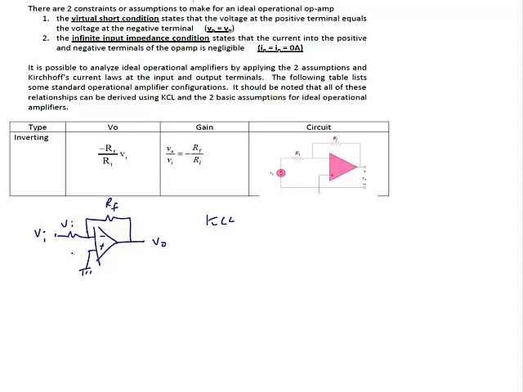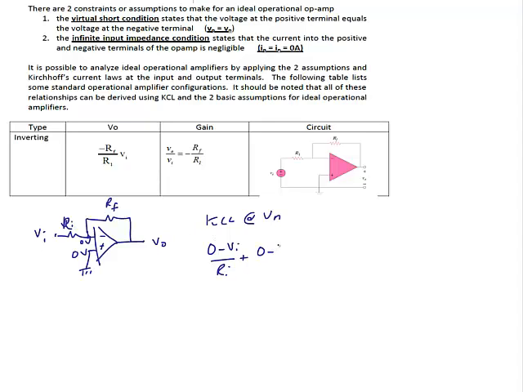First, we see that the positive terminal is tied to ground, which is 0 volts. Based upon the virtual short condition, if the positive terminal is 0 volts, the negative terminal is 0 volts. That's how we use our first assumption. So now if we were going to do KCL at the negative terminal, we would have 0 minus VI over RI. This is RI.